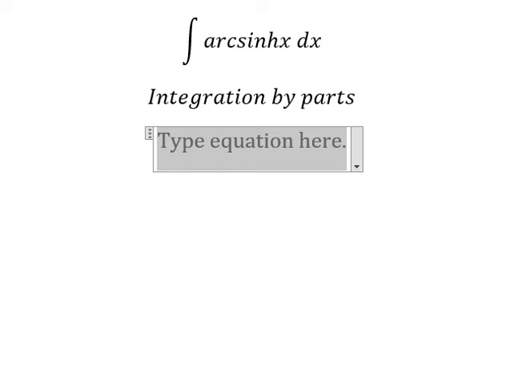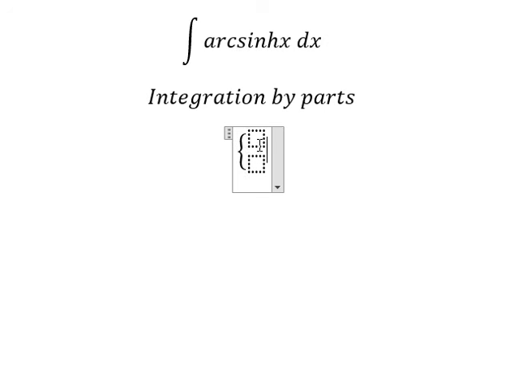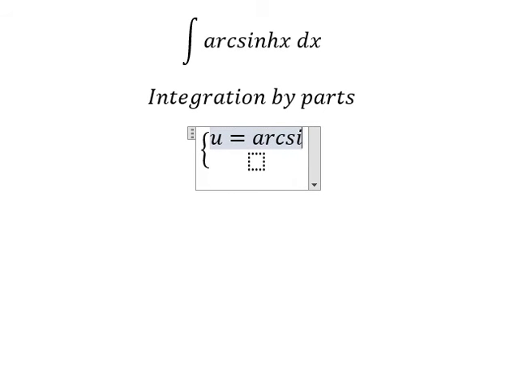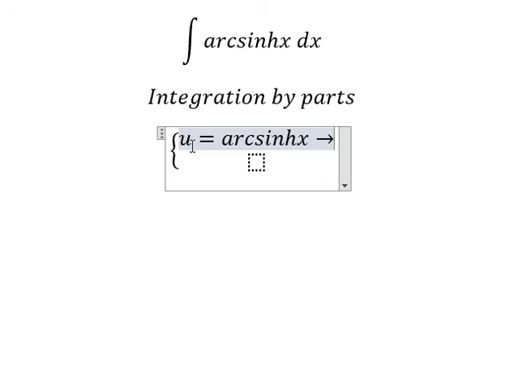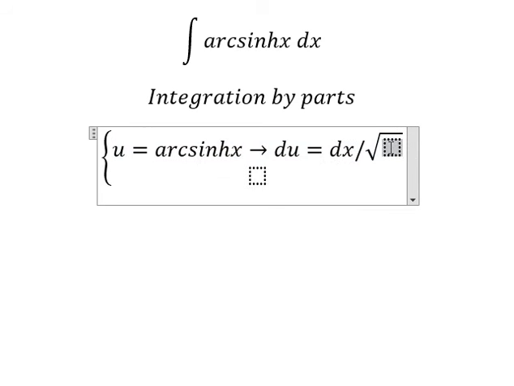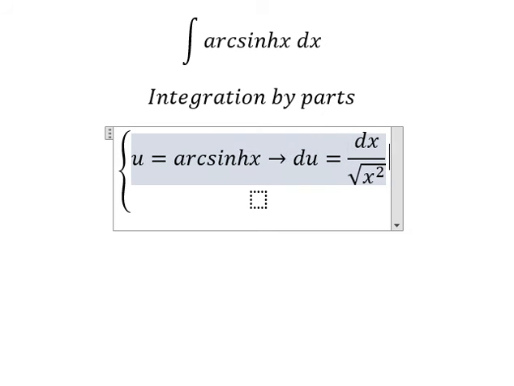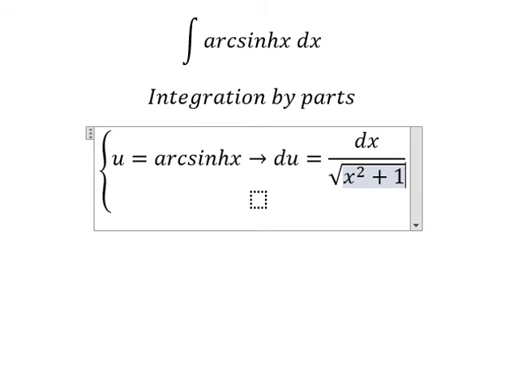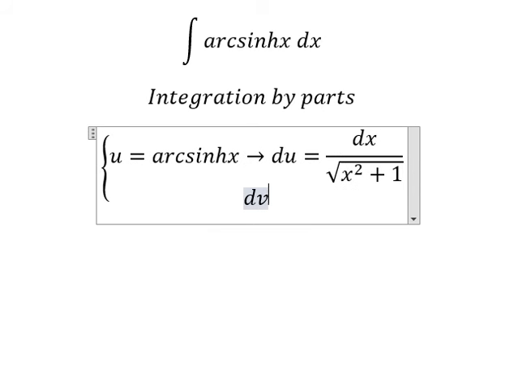So we need to put u equals arcsinh x. Later we do the first derivative for both sides, and we get dx over the square root of x squared plus 1. Next we have dv, that is dx. The integration of this one, we have v equals x.